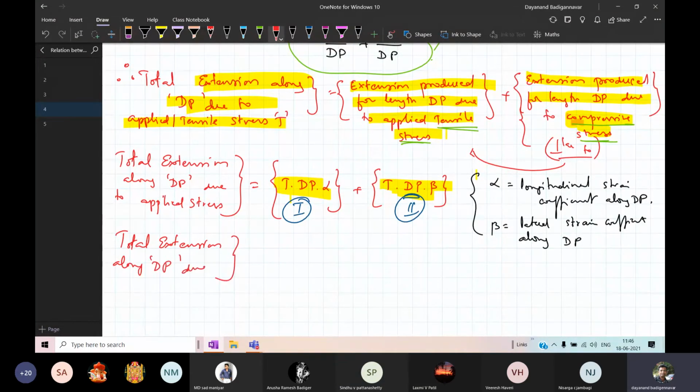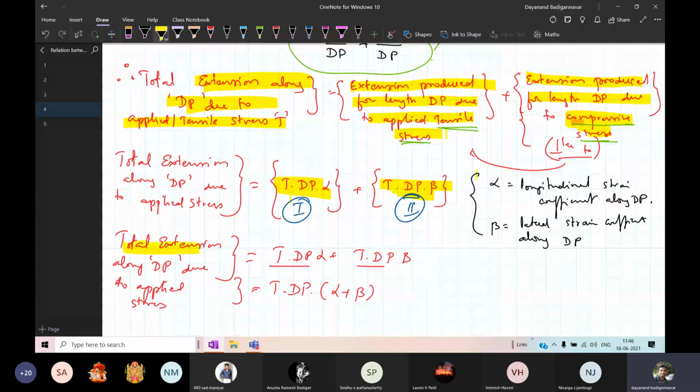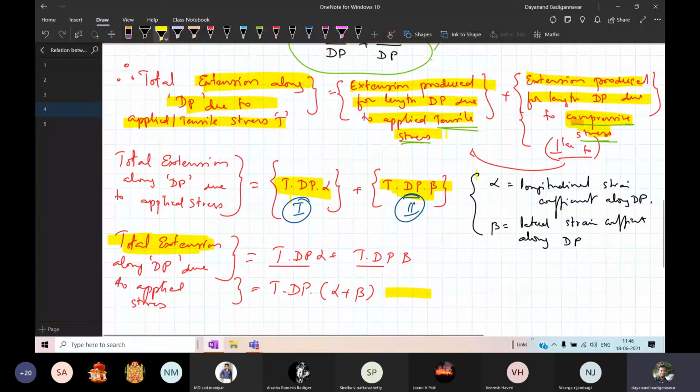ಓಕೆ, ಮುಗಿದು ಹೋಗುತ್ತೆ, along dp due to applied stress. ಓಕೆ, ಒಂದು 5 ಮಿನಿಟ್ಸ್ ಎಕ್ಸ್ಟ್ರಾ. Okay, so this is equal to t into dp alpha plus t into dp beta. ಇಲ್ಲಿ t ಮತ್ತೆ dp ಎಲ್ಲ ಕಾಮನ್ ಅದ. ಅದಕ್ಕೆ t into dp, ಅಂದ್ರೆ diagonal, alpha plus beta. Okay, so this is nothing but the total extension. ಹೌದಾ? ಓಕೆ, ಸೊ ಇದನ್ನ ನಾನು equation number 1 ಅಂತ ತಗೋತೀನಿ.